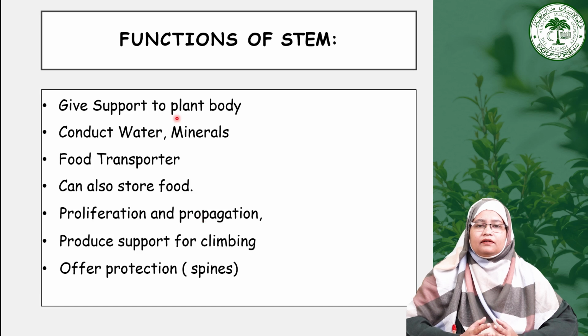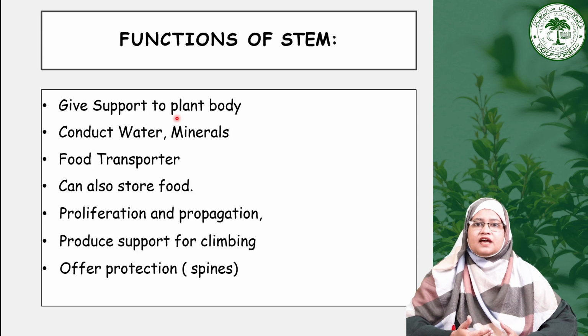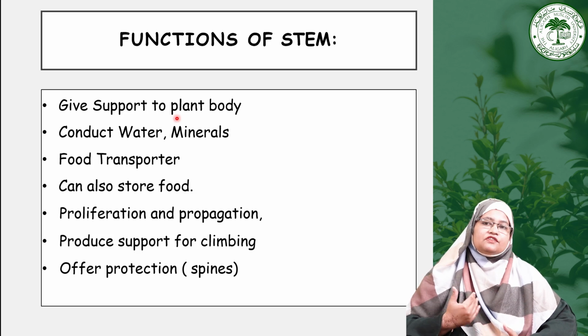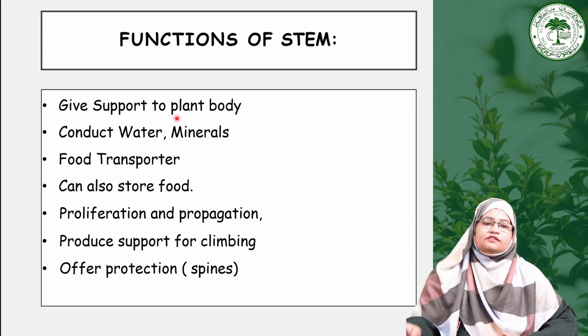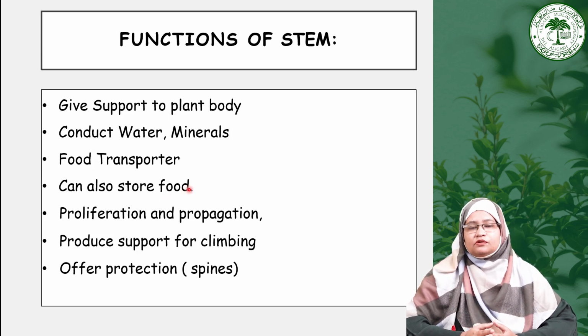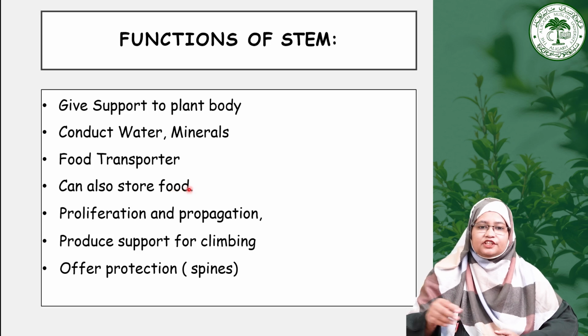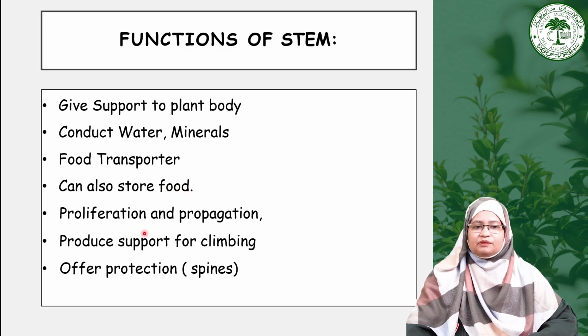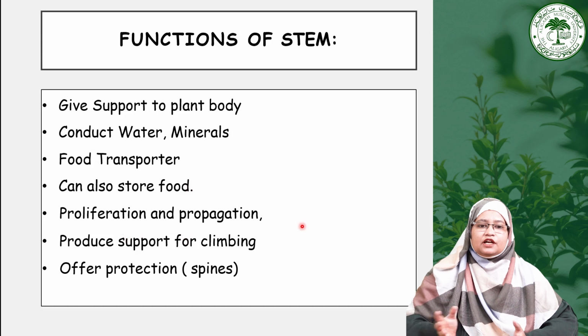It conducts water and minerals from the root to the leaves. It also acts as a food transporter, because food synthesized in the leaf is transferred through the stem to the roots. Then they can also store food. We will discuss later that many stems also store food materials. Many stems are also used in the proliferation and propagation of plants.